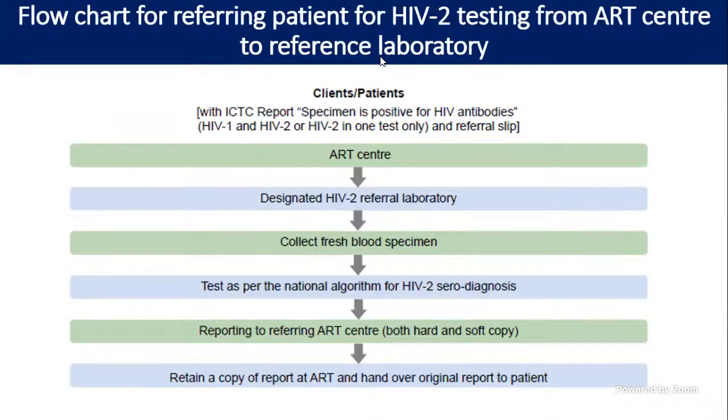There, a fresh sample of blood is collected, and again, testing is done as per the national algorithm for HIV-2 serodiagnosis. The report is sent back to the ART center, both as a hard copy and as a soft copy emailed. You retain a copy at the center and hand over the physical copy or a copy of the original report to the patient. So you are confirming whether or not the patient has HIV infection. Next, please.